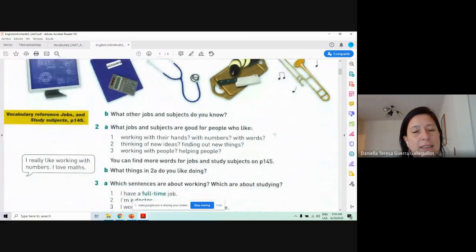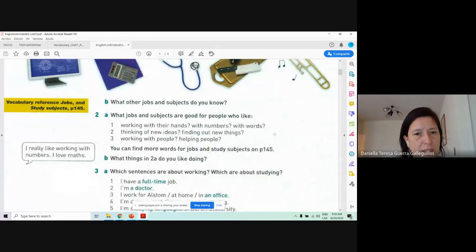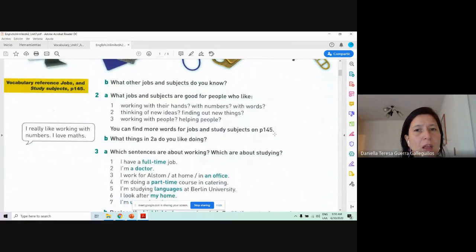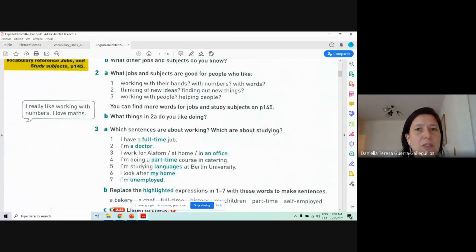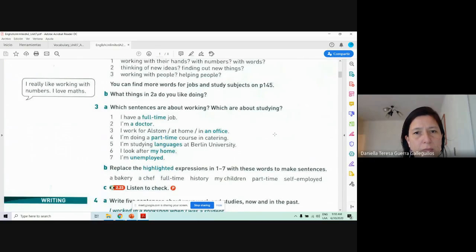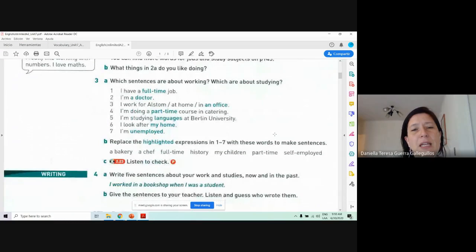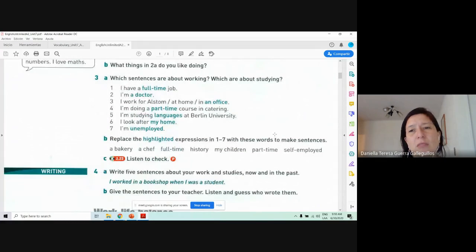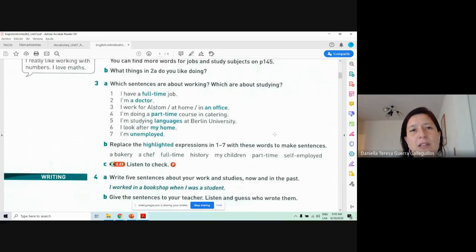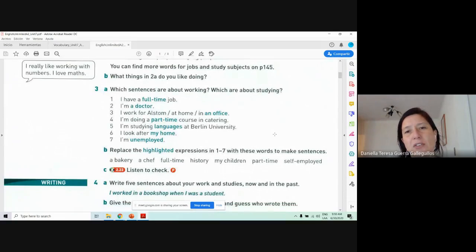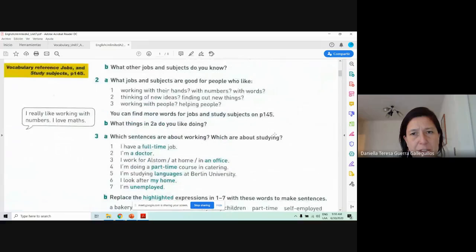Then there are some questions that we were supposed to discuss, like, for example, what jobs and subjects are good for people who like working with their hands, with numbers, with words, thinking of new ideas, just like the first exercise we did in the PowerPoint. If we talk about the things that we like doing, then again, we talk about the descriptions of a person to see if they match with any job or any activity.